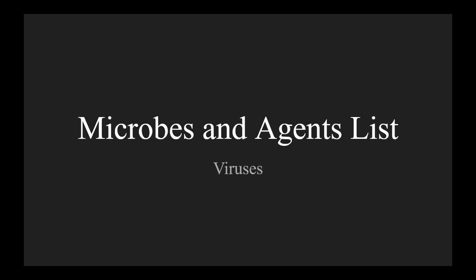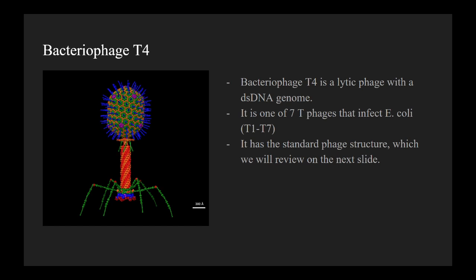All right, so today we're going to go over the viruses and the microbes and agents list. So first we have bacteriophage T4. This is a lytic phage, so that means it undergoes the lytic cycle of replication, as we previously mentioned, where eventually the replication of the virus leads to a lysis of the cell and release of many, many virions. And it also has a double-stranded DNA genome.